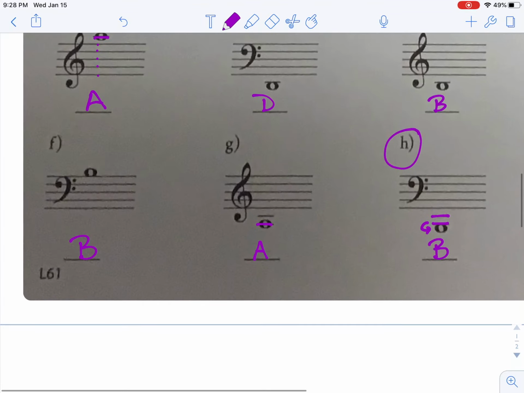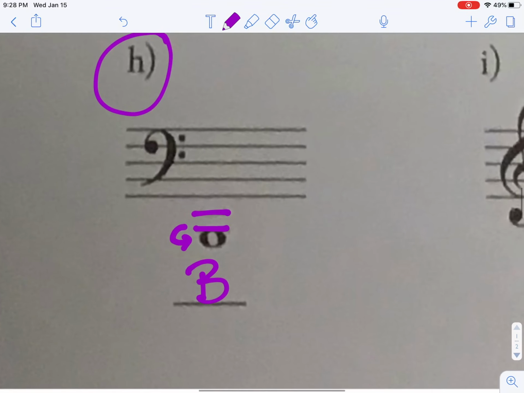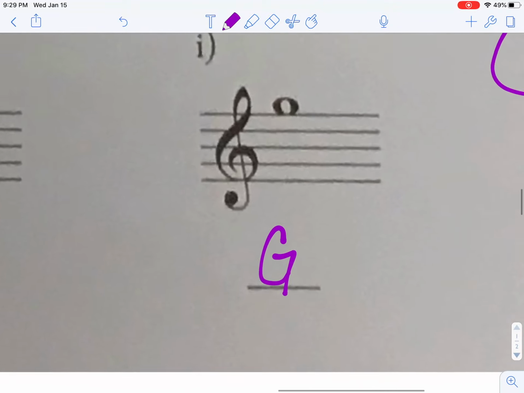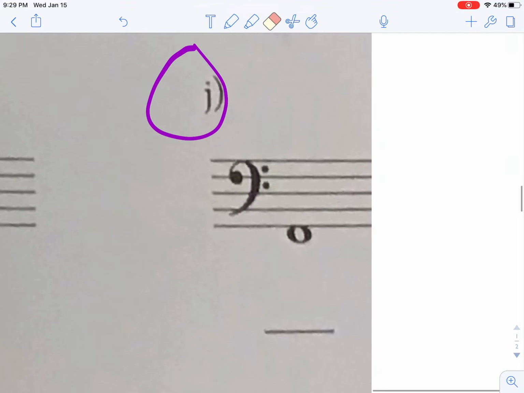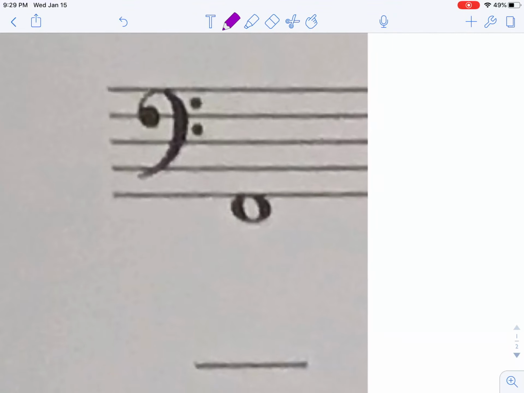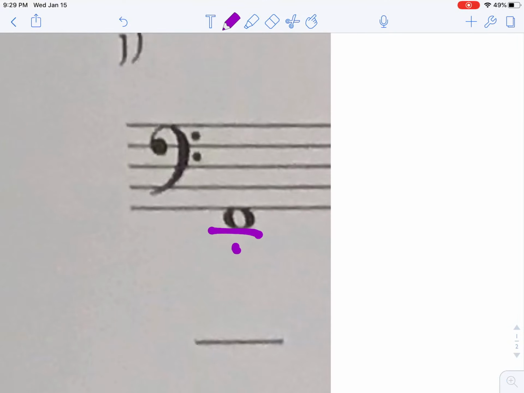Now I'm going to go back and double check something. Yeah, I'm right. So that's another B. And then this one is actually one that we've already used today. But don't forget, that baby's an F.